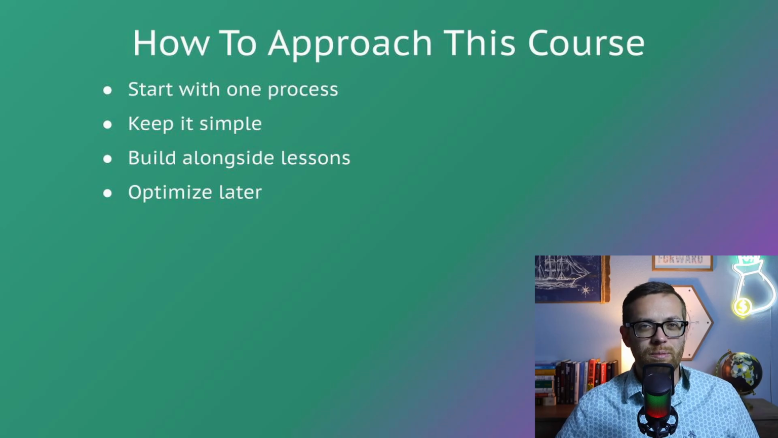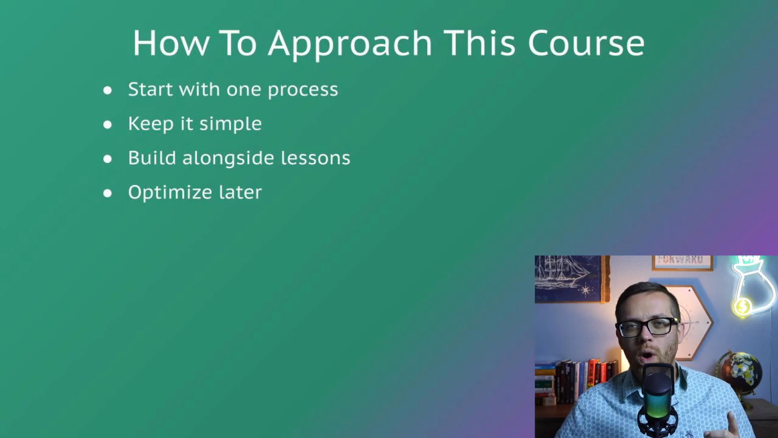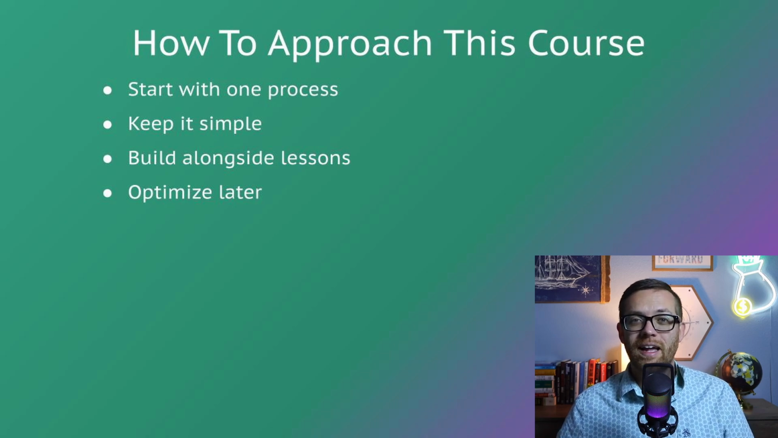One final piece of advice before we move on is not to try to automate everything at once. Pick one process, build something simple, get it running reliably, and optimize later. Because simple automations that ship beat perfect automations that never leave draft mode.